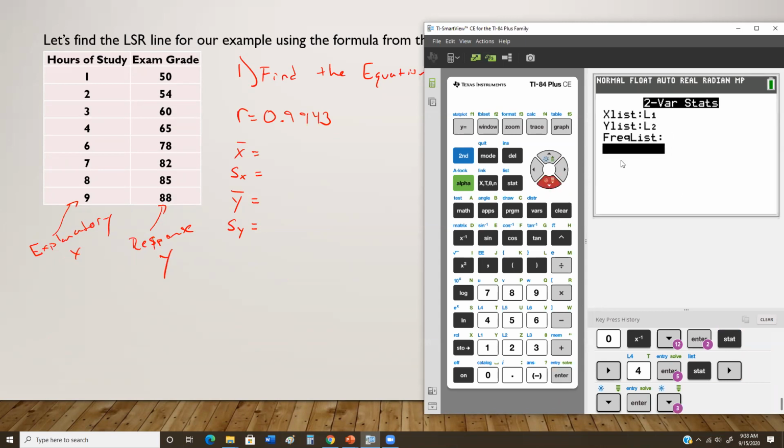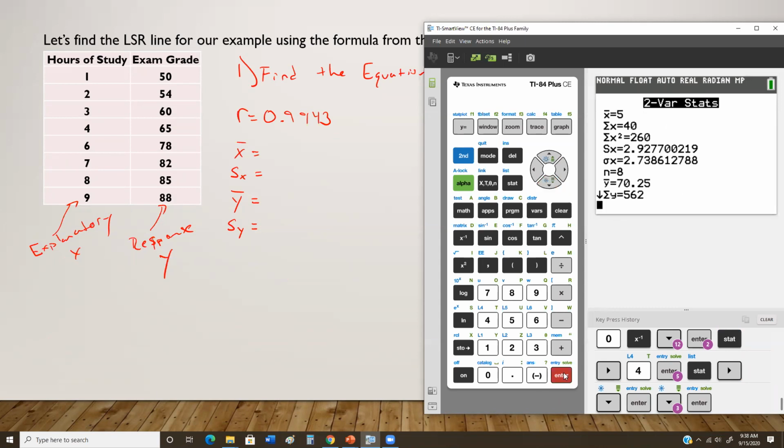I'm gonna go down to calculate here. I'm gonna hit enter again. And you should see something like this, okay? How many people see this on their calculator?